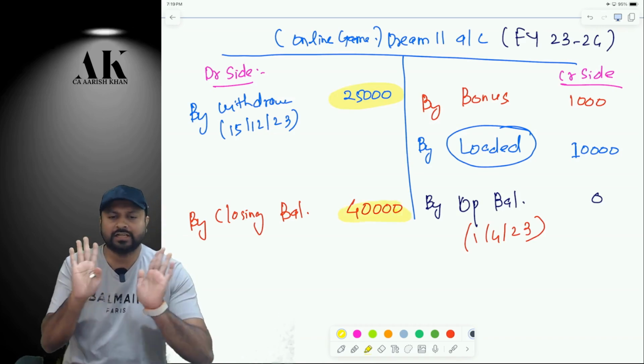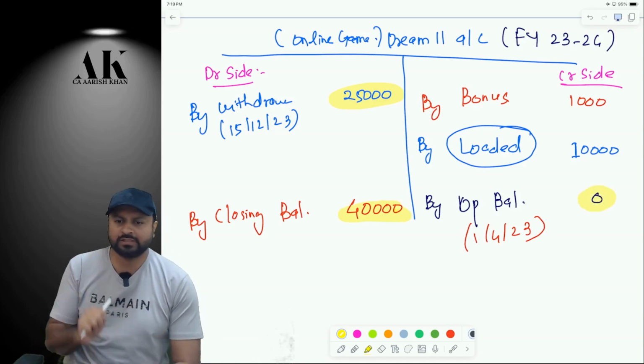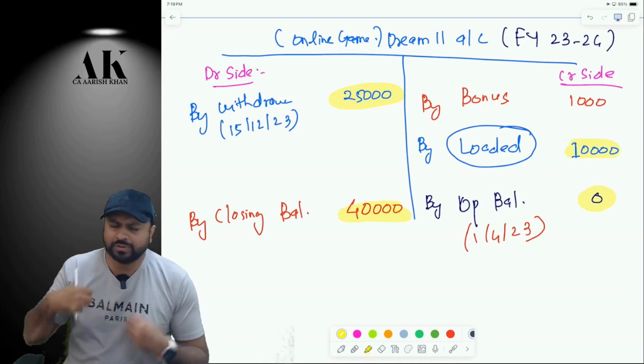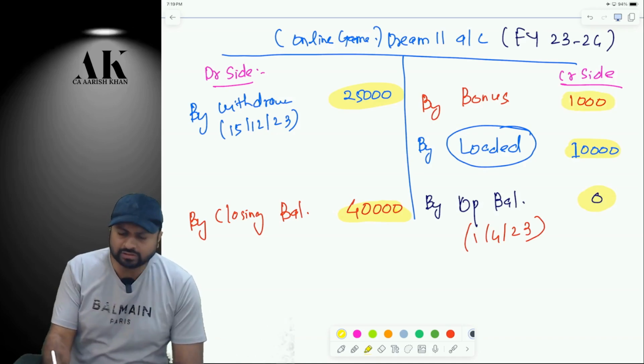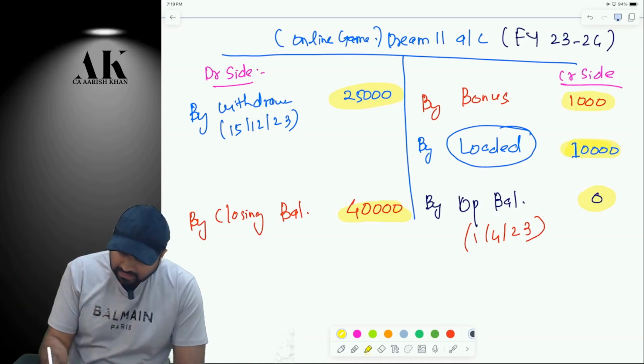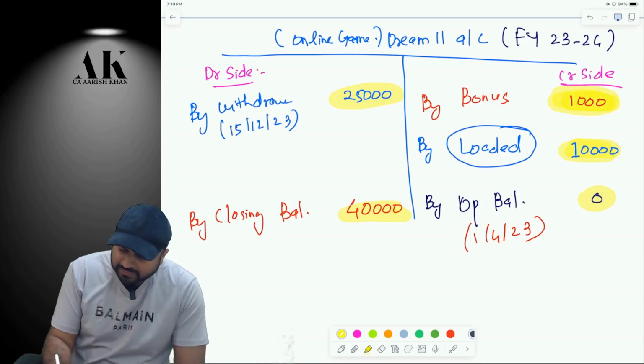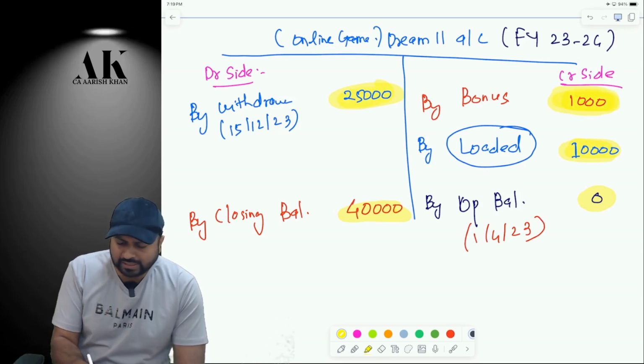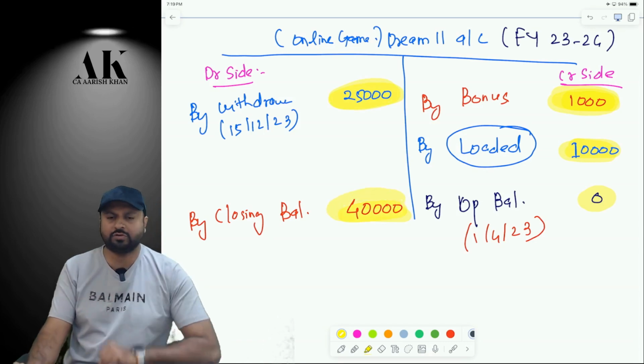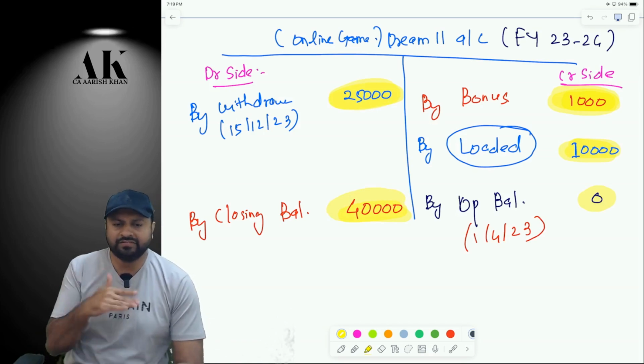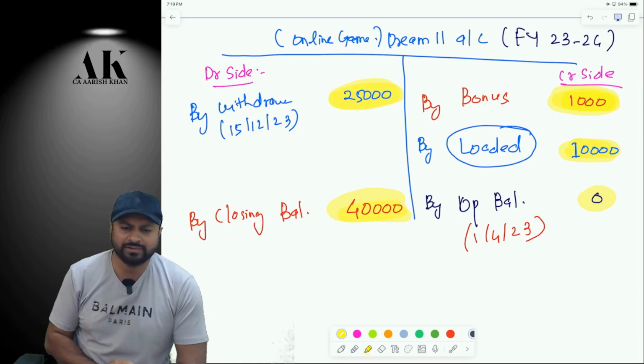Now it's very logical. See, opening balance was 0 rupees. 10,000 rupees you have loaded from your pocket. 1,000 rupees you have got free. Now, if only 11,000 rupees was there in your account, then how are you withdrawing 25,000 and how is there a closing balance of 40,000 rupees? Obviously, the difference between the two is nothing but your, please tell me.